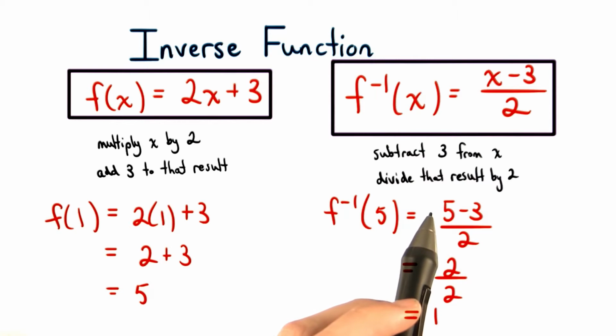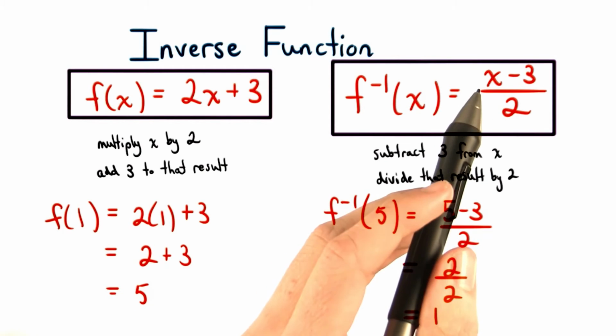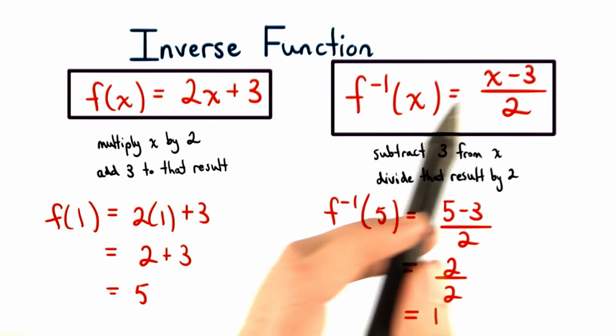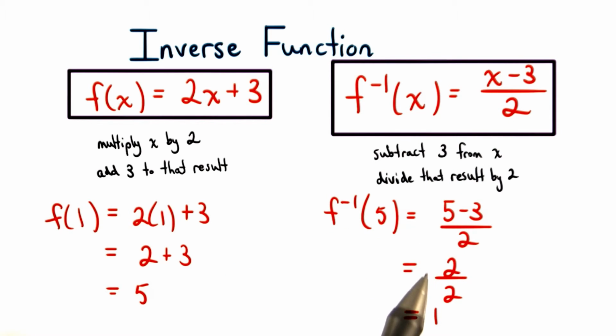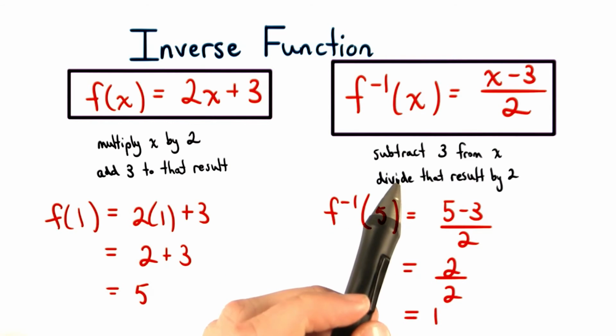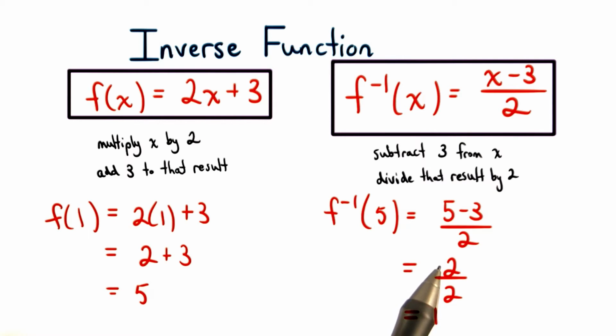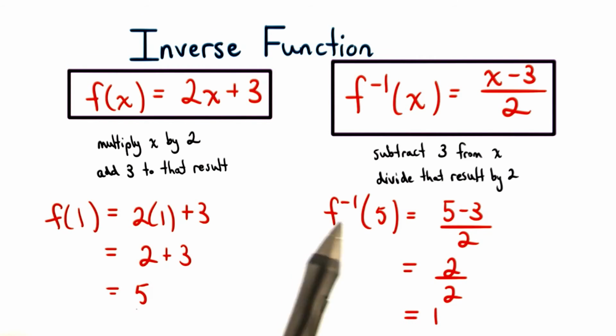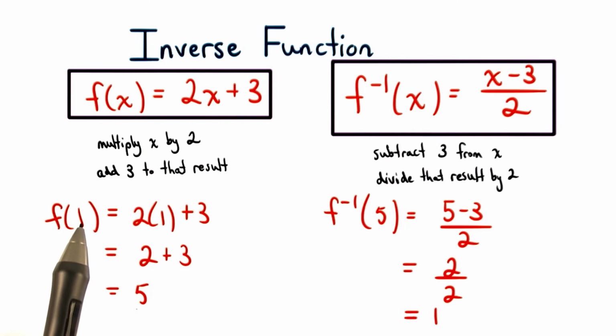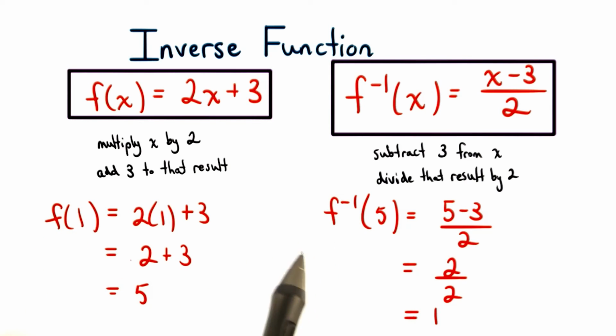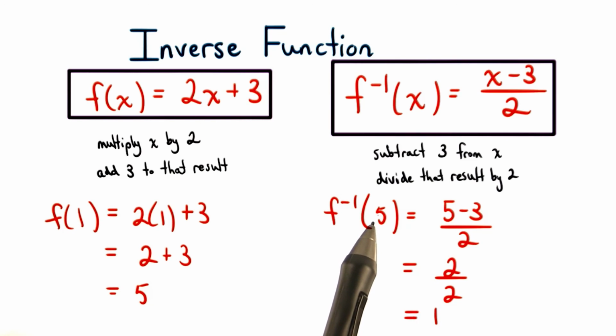So notice, we'll take 5, use that for the input of our inverse function, and first we'll subtract 3, which equals 2. Next, we'll divide that result by 2, so 2 divided by 2 equals 1. So notice how our inverse function undoes the operations that were performed on 1. Our original function with an input of 1 gave us an output of 5. And then our inverse function with an input of 5 gave us our original input, which was 1.